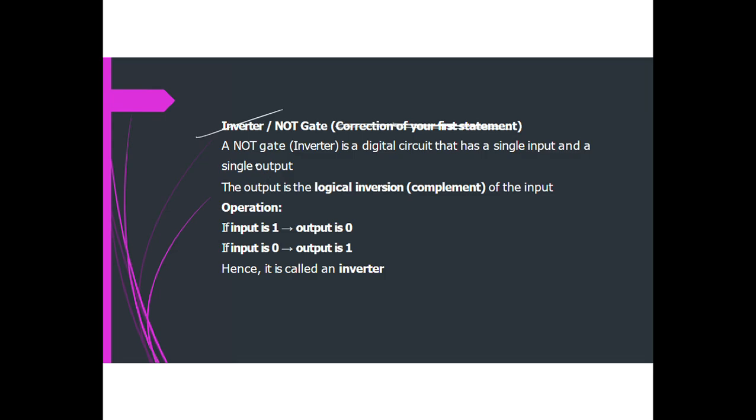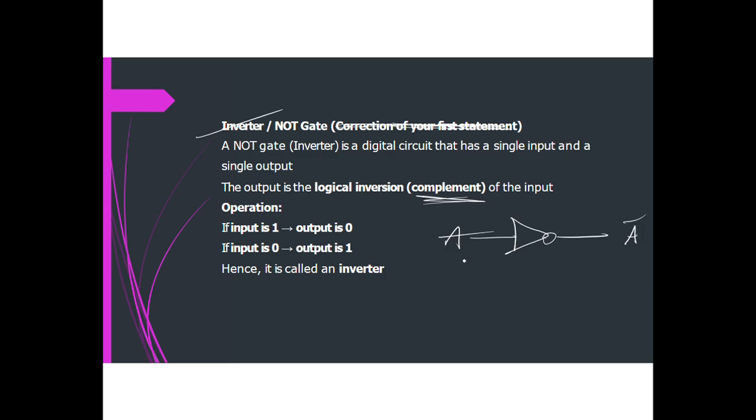Coming to the next one, it is a digital circuit that has a single input and a single output. Our NOT gate looks like this, with a single input and a single output. The output is A bar, the complement of the input. So the output is a logical inversion, meaning the complement of the input.